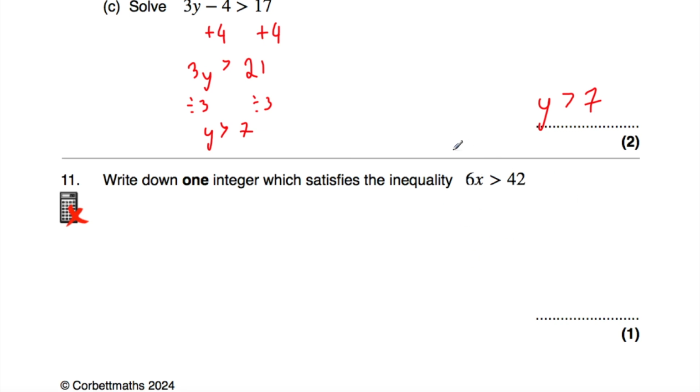So I'm just going to pick one. I'm going to choose 10. So 6 times 10 is equal to 60, and that's greater than 42. You'd have to choose an integer that's greater than 7, though, because 6 times 7 is 42, and 42 is not greater than 42. So you'd have to choose 8, 9, 10, and so on. And that's it.